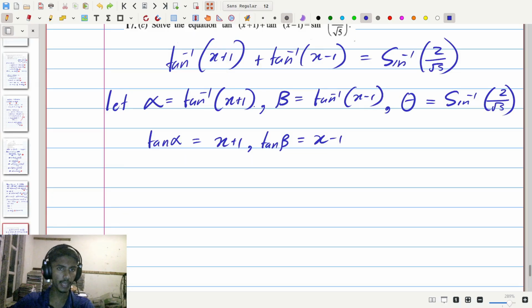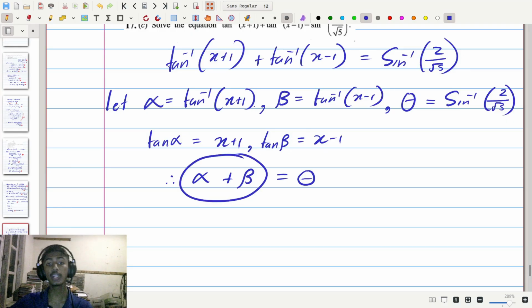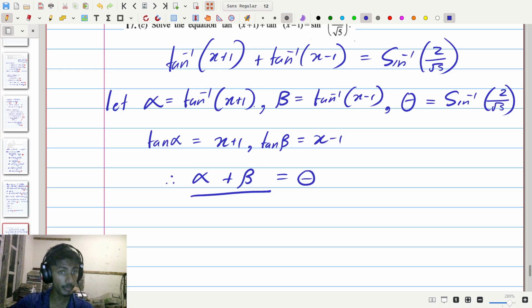So moving on from that, if we do these replacements, then our equation above turns into alpha plus beta equals theta. And from this equation, if we take the tangent of both sides, on the left hand side we get tangent of alpha plus beta, which is of course equal to tan alpha plus tan beta divided by 1 minus tan alpha tan beta, which we could substitute with x plus 1 and x minus 1, but then we need to find tangent of theta.